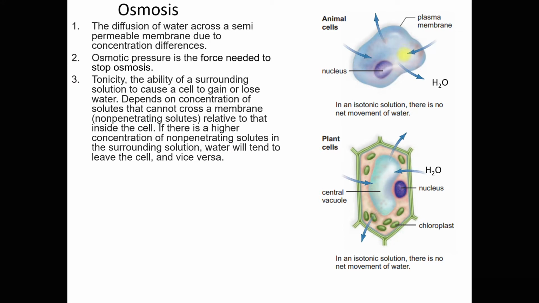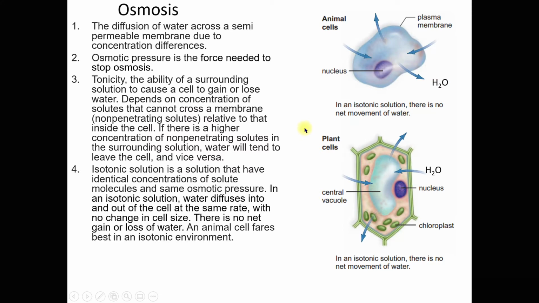Vice versa, if the cell is placed in an environment which has higher solute potential, what will happen? The solutes from the environment cannot simply move into the cell, so water from the cell will diffuse out of the cell via osmosis into the surrounding environment, because water diffuses from a region of higher concentration to a region of lower concentration.